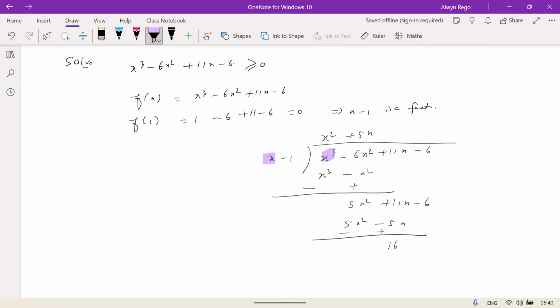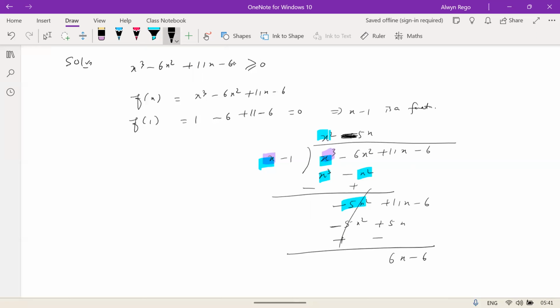Now x goes into x cubed, x squared times. X squared into x is x cubed, x squared into minus 1 is minus x squared here. So minus 5x squared, and you have plus 5x here. Then you subtract this one, it becomes plus and becomes minus, and it cancels. You have 6 times x minus 6 here.